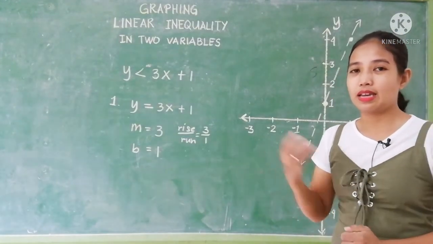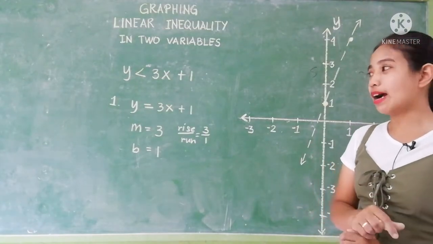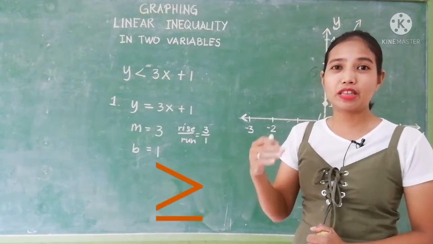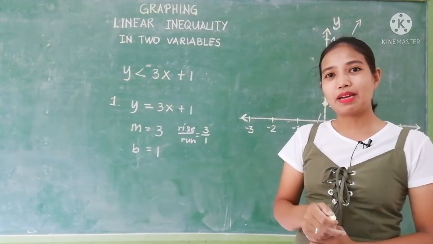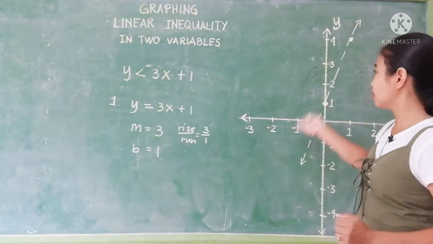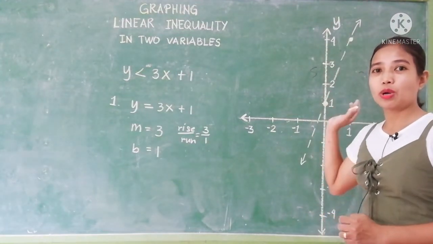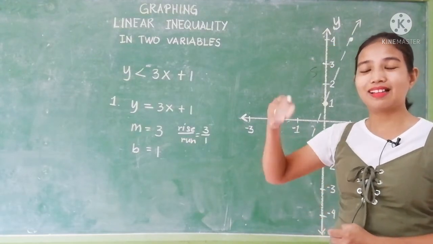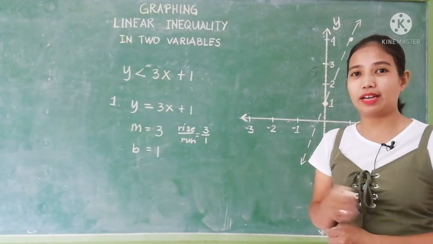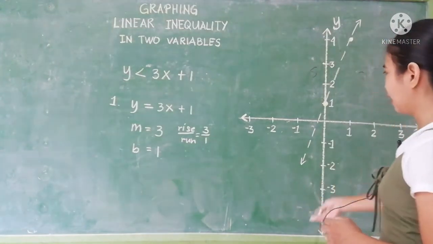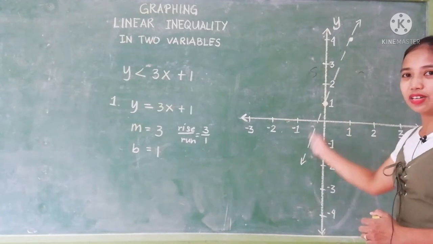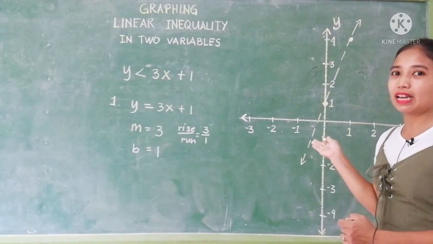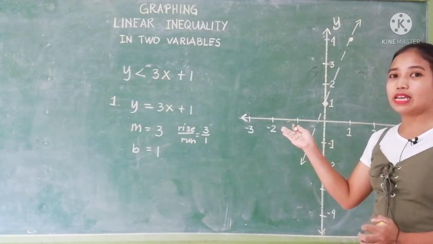solution ng ating inequality. Pero kung ang mga sign or symbols na ginamit sa ating inequality ay greater than or equal, o kaya naman ay less than or equal, ang gagamitin nyo ay ang solid line. Ang ibig sabihin naman nun, lahat ng point within that line ay kasali na sa solution ng ating inequality. Now, eto ang ating plane divider. Ang linya na to ay plane divider. So, hindi pa natin alam dito kung ano ba talaga ang solution ng ating inequality.